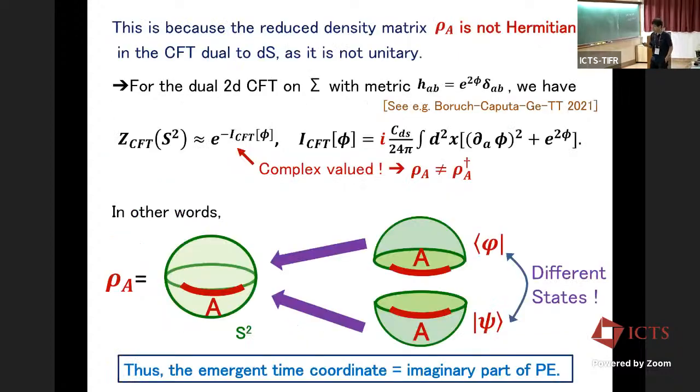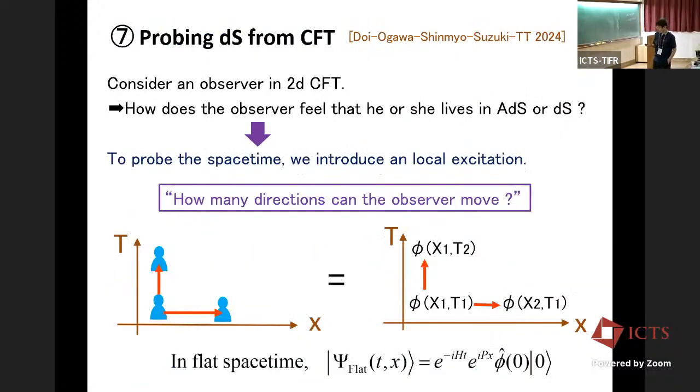Okay, so, using the rest of the time, I'd like to talk about probing de Sitter space from CFT. And here also this non-Hermitian nature of this Hamiltonian and dS dynamics is quite important. So here, what I'd like to do is to probe de Sitter space from CFT, just CFT quantities. So you can imagine some observer in a two-dimensional conformal field theory, but how can the observer know that actually in the dual description, the observer lives in de Sitter space or anti-de Sitter space?